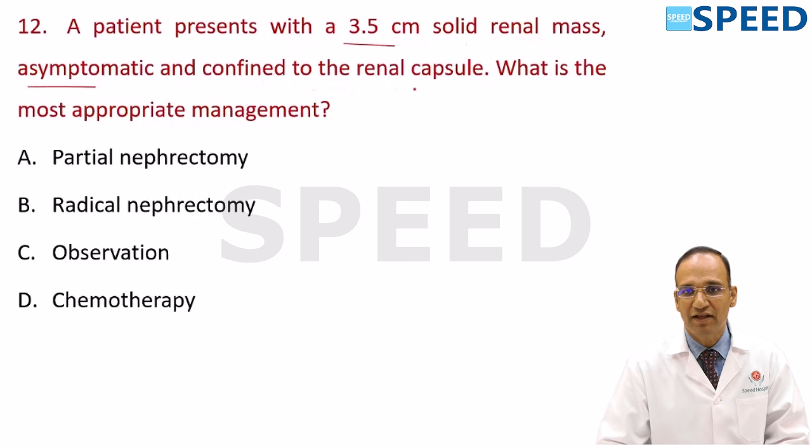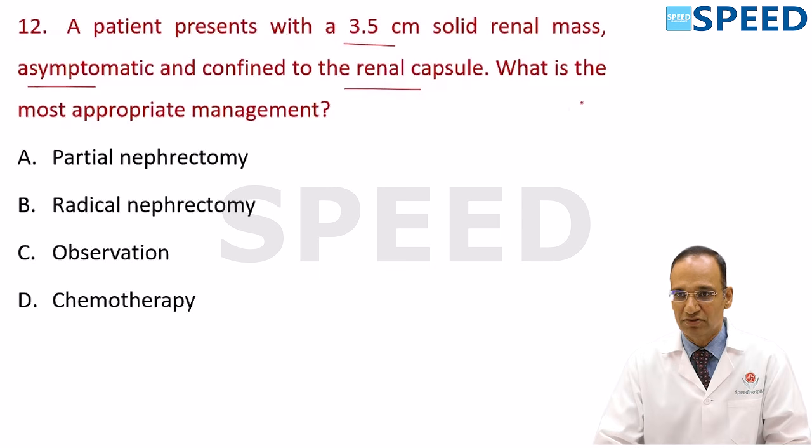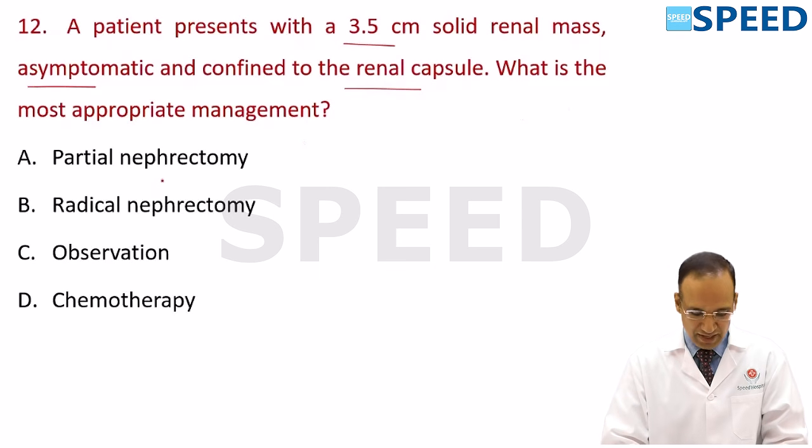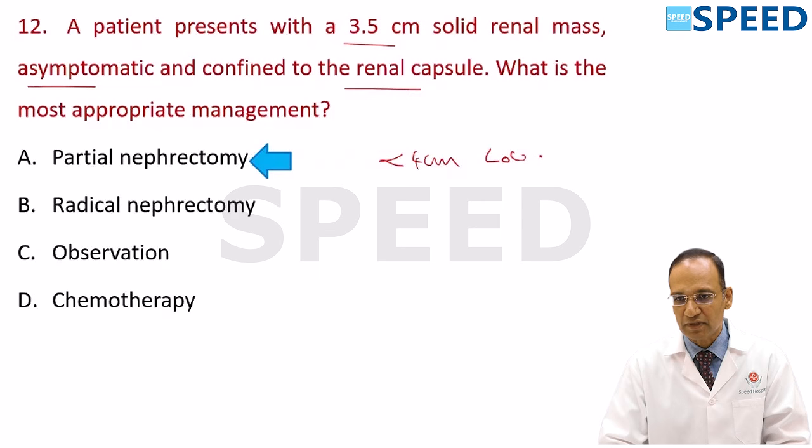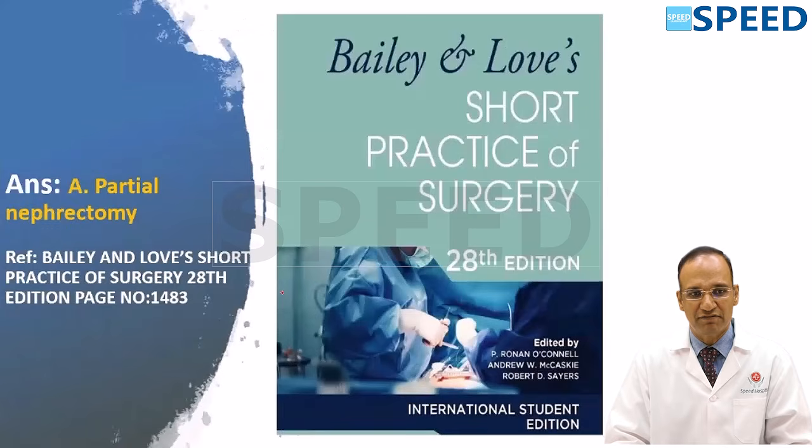See, asymptomatic, confined to the renal capsule. So within the capsule. What is the most appropriate? So the answer is partial nephrectomy. You know that any tumor size less than 4 centimeter, localized renal cell cancer, and asymptomatic, the best option could be a partial nephrectomy.